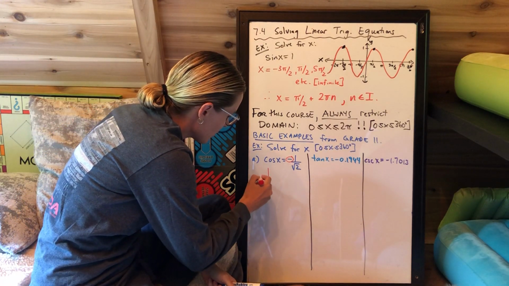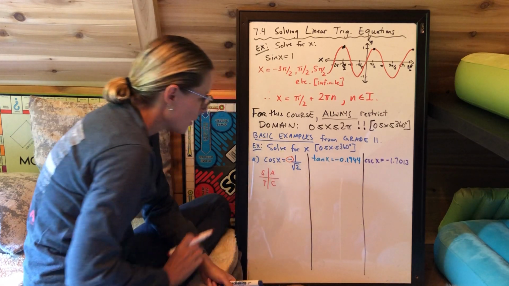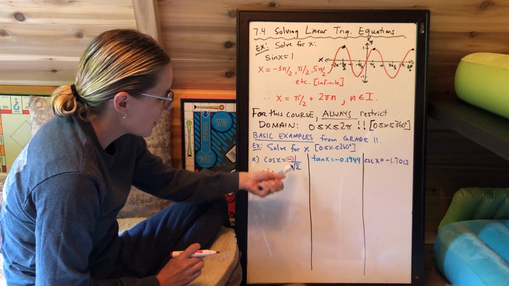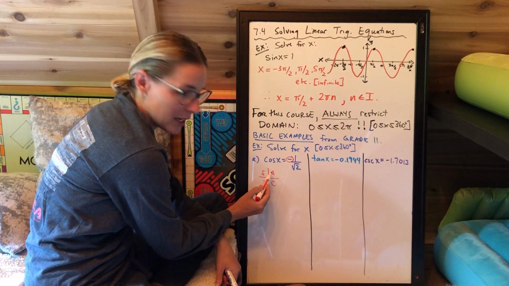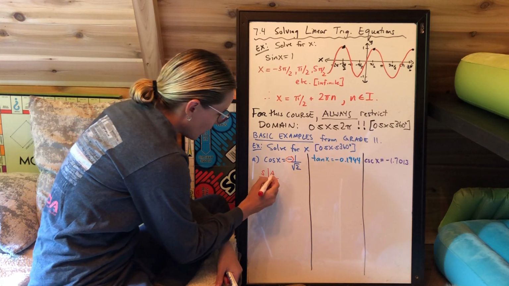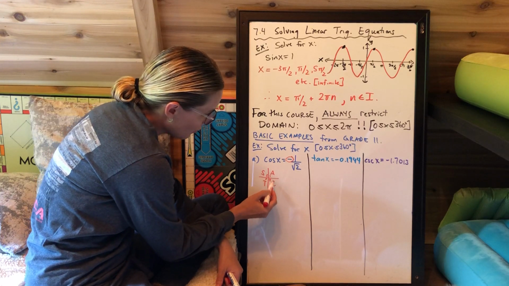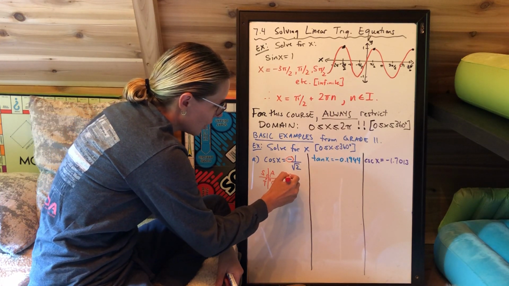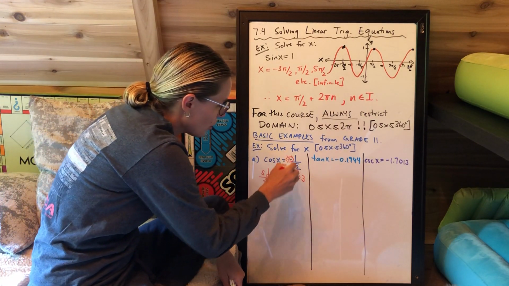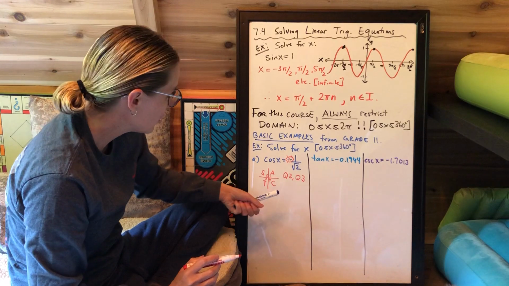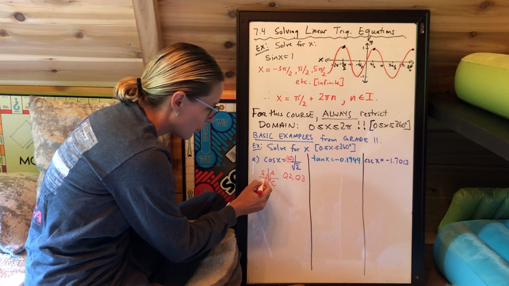Okay, so if you set this up using a little CAST rule here, you want to say, where is cosine negative? Well, we know cosine is positive where the C is and where the A is. Remember, A stands for all. So this is quadrant 1, 2, 3, 4. It's positive in 1 and 4, which means it must be negative in quadrant 2 and quadrant 3. That's all I want to use the negative sign for, just to tell me where cosine exists in this sort of axis. So I now know it exists in quadrant 2 and quadrant 3.